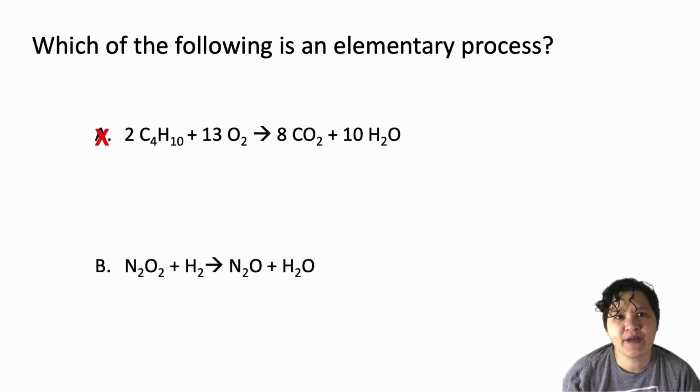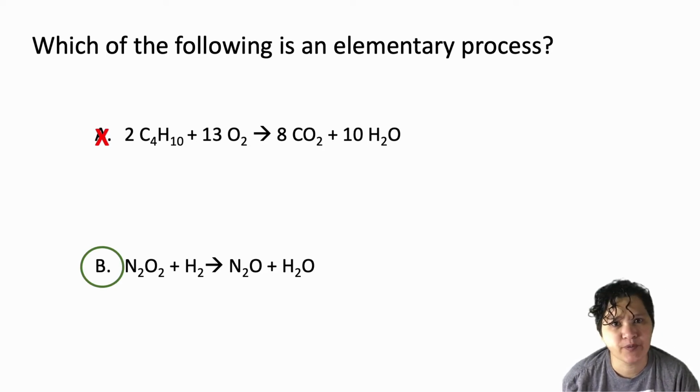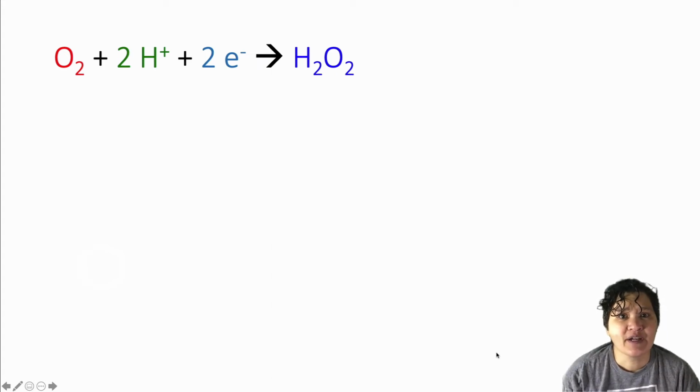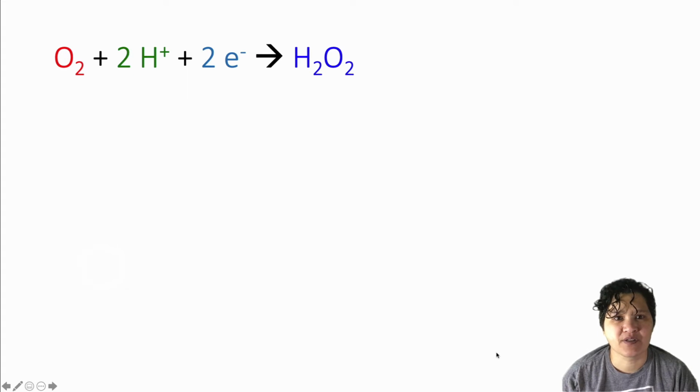In the second equation, we have dinitrogen dioxide, N2O2, reacting with hydrogen gas. Again, we have two reactants, but do we have two reactant molecules? This time we do. We have only one molecule of N2O2 and one molecule of hydrogen, so that's two molecules total. So now let's go back and look at the balanced equation I showed you earlier. Is this an elementary process? Well, we have five total things reacting: one oxygen, two hydrogen ions, and two electrons. So this is not an elementary process.